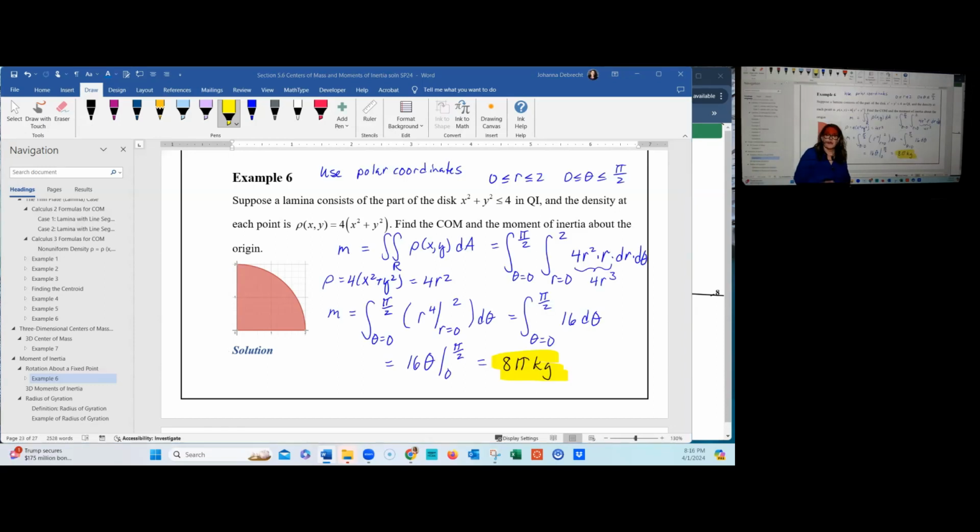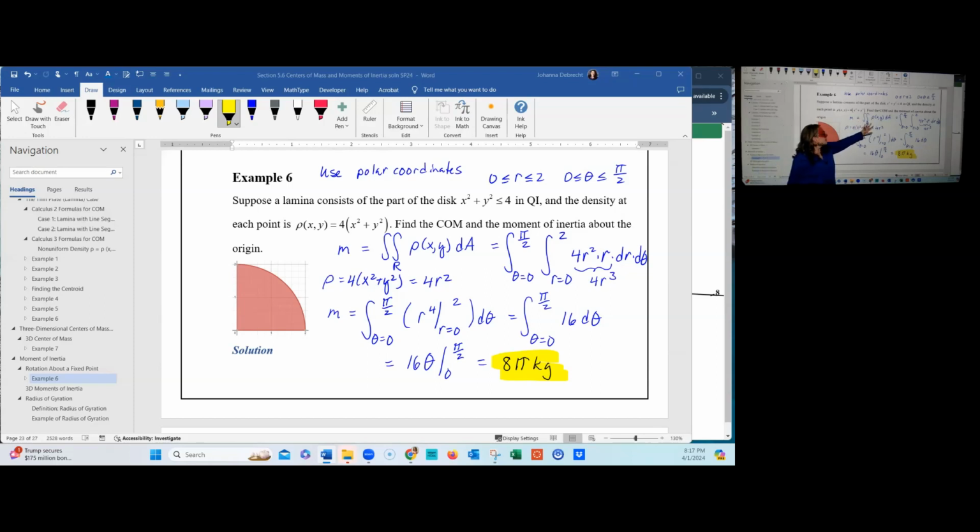The first thing to recognize on this problem is that it's best done with polar coordinates. Because we have a quarter of a circle and we're looking for the moment of inertia about the origin, or the polar moment of inertia, it makes sense to use the polar coordinate system. That means I need to convert my density function 4 times the quantity x squared plus y squared into 4r squared. This also means that I need to think about this quarter circle in terms of r and theta. r goes from 0 to 2, and theta goes from 0 to pi divided by 2.